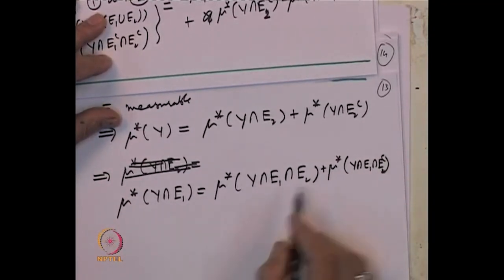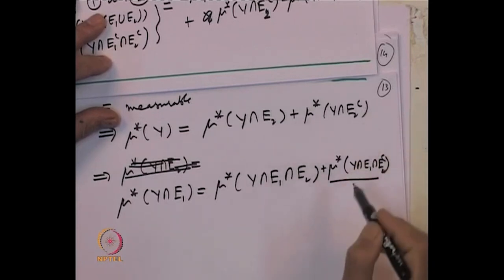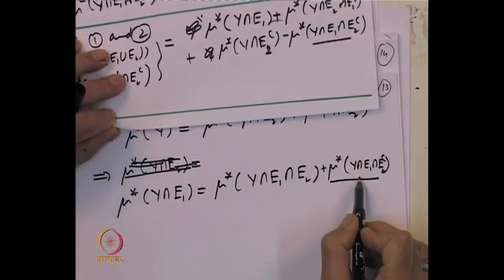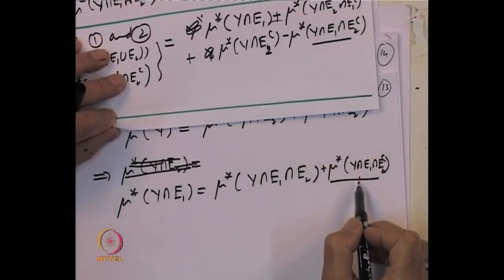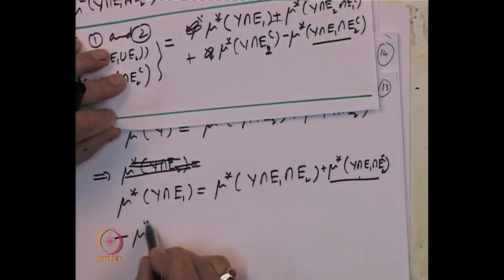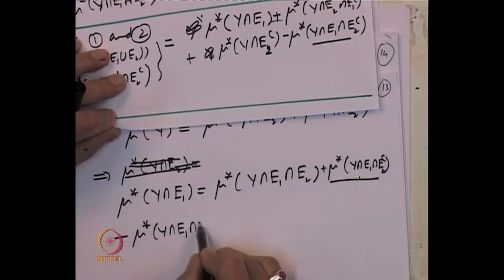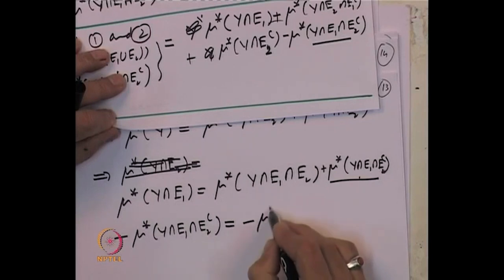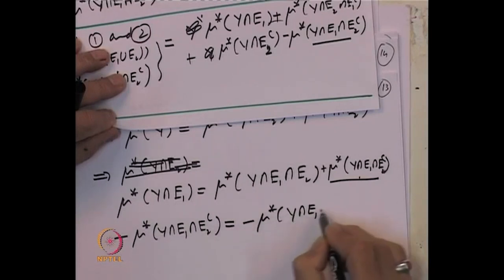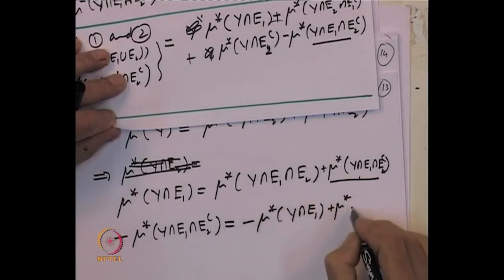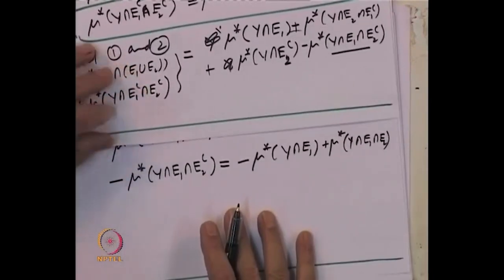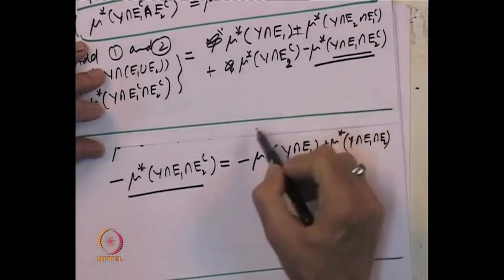So, what is mu star of y intersection E1 intersection E2 complement? That term is here. So, that we want with a negative sign. If I take it on the other side, that means minus mu star of y intersection E1 intersection E2 complement is equal to, I bring it on the other side, minus mu star of y intersection E1 plus mu star of this term, which is y intersection E1 intersection E2. And now, this is what we have reached here. This is the value that I was looking for. So, let us put in this value.